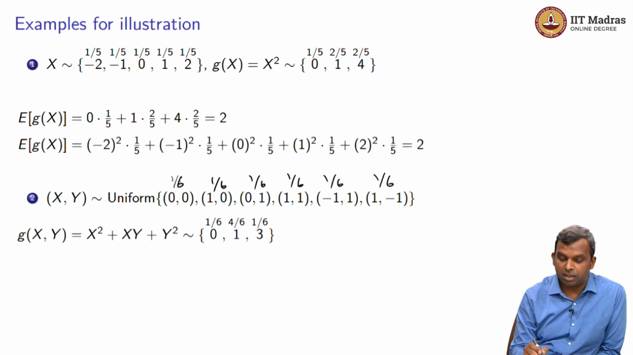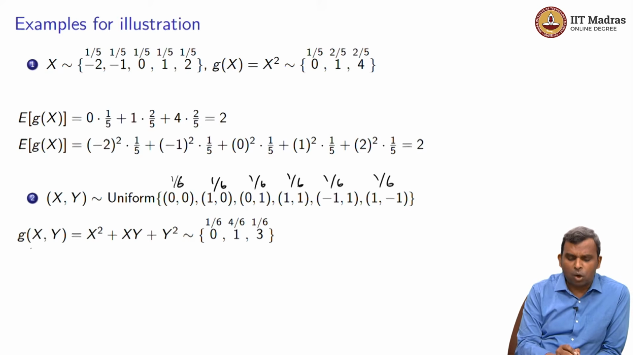So how do you read this? This is basically the probability that x equals 0, comma y equals 0 is 1 by 6. The probability that x equals 1, comma y equals 0 is 1 by 6, like that. Okay, that's how we read it. And here is a complicated looking function.